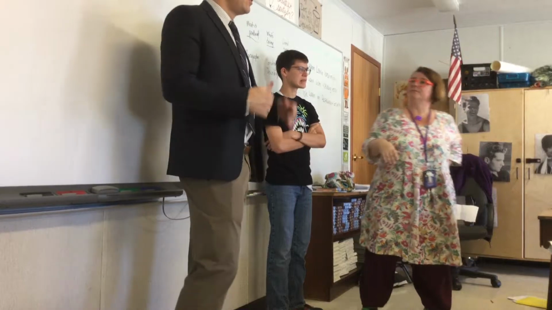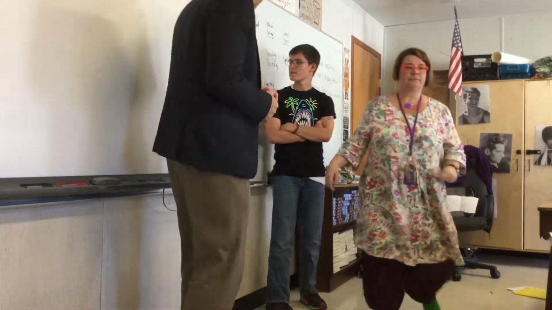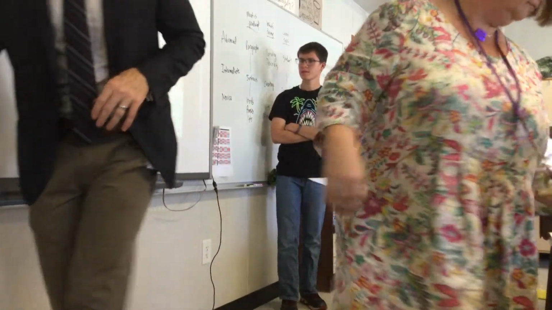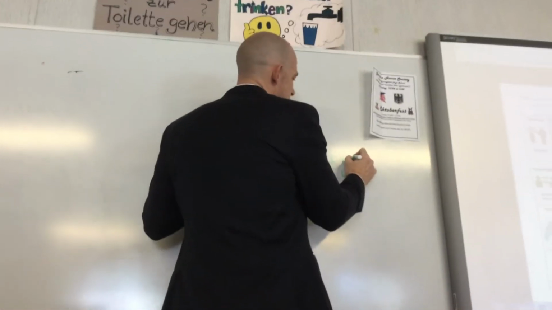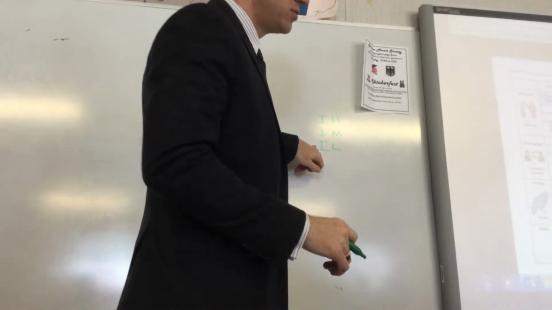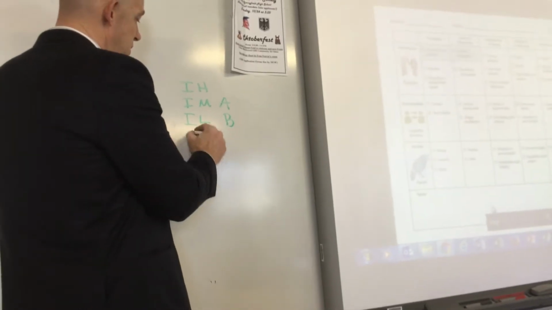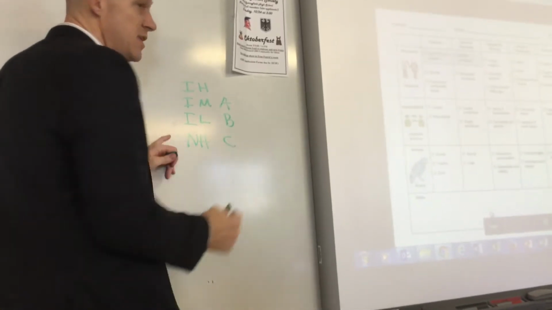Let's see, what are the benchmarks? Did we write them down in here? I forget where I wrote them down. I've been to so many classes. So, intermediate low, intermediate mid, and intermediate high. For level 2, intermediate low is a B, intermediate mid is an A, and novice high is a C.